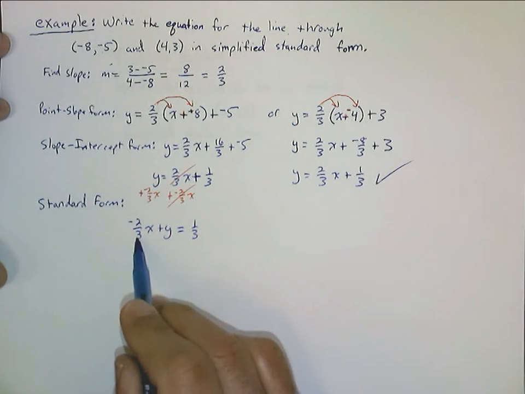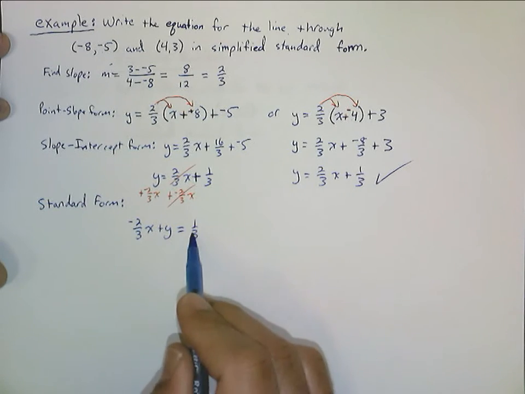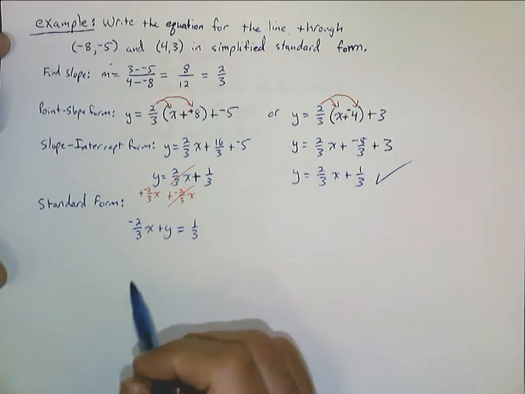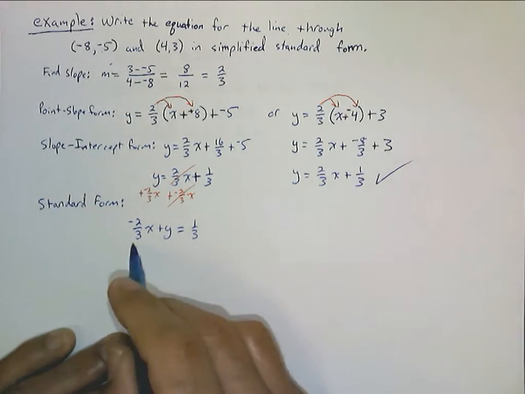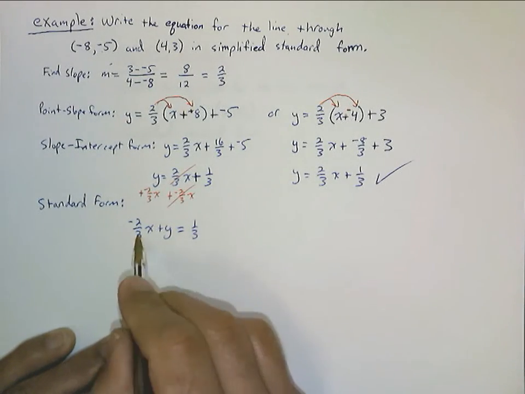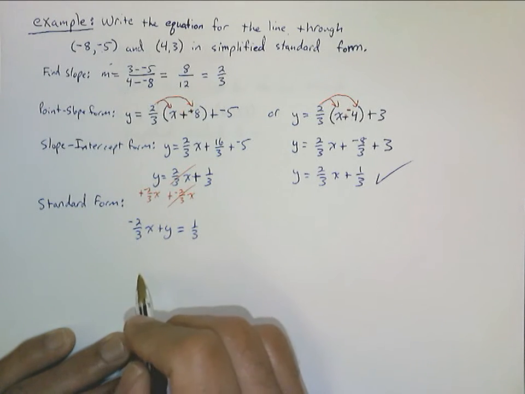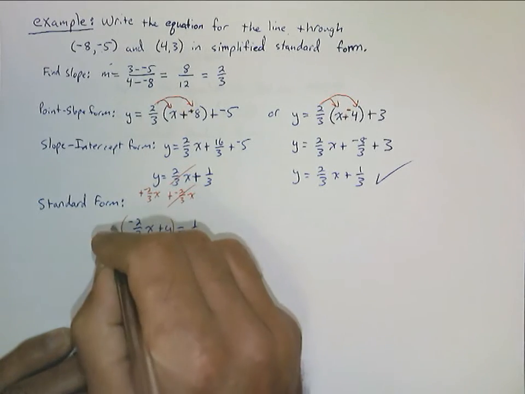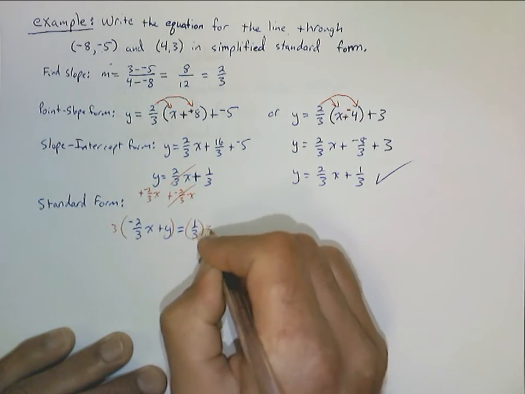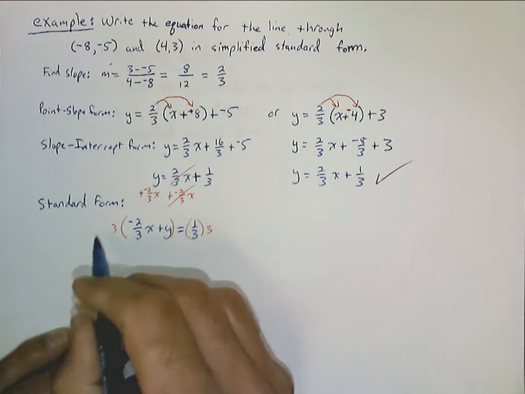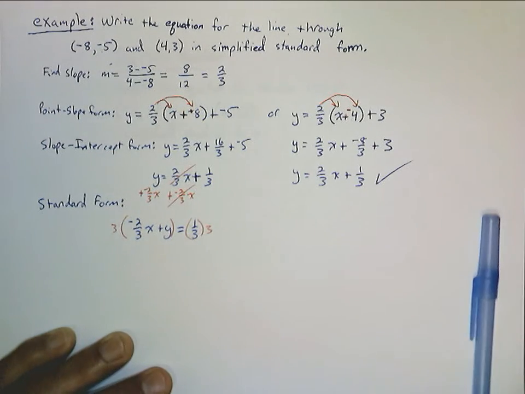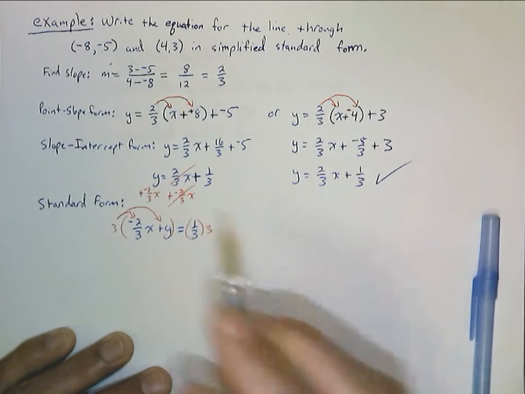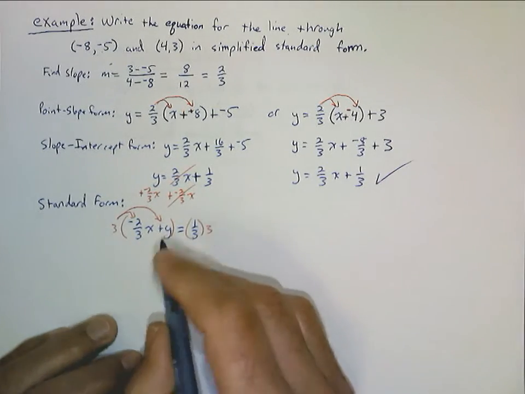But remember that these numbers, the coefficients of x and y and this constant term, have to be integers. Here we have some fractions. So an easy way of getting rid of that is to multiply by the least common multiple of the denominators. Just clearing denominators again. So we're going to multiply both sides by 3 and distribute this in. Don't forget to distribute it over to the y. It's a very common error to forget that.